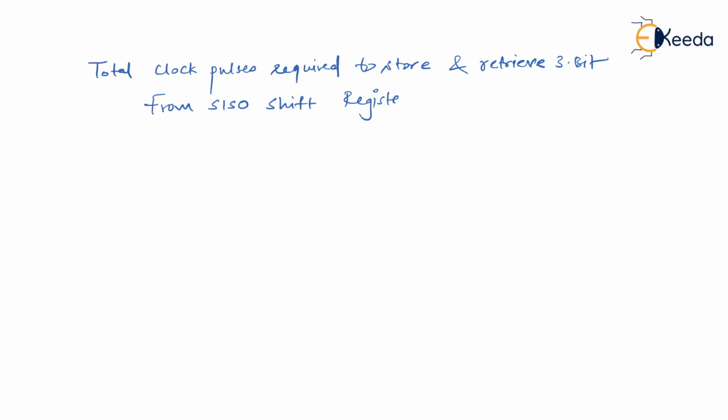What I'll do now is analyze why 5 clock pulses were needed. Please pay attention. The total clock pulses required to store as well as retrieve 3-bit data from a SISO, that is serial in serial out shift register, were 5. If you observe carefully, you will notice that out of 5 clock pulses, 3 clock pulses were needed to store the data.